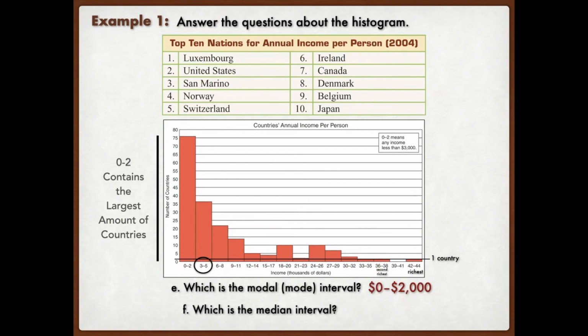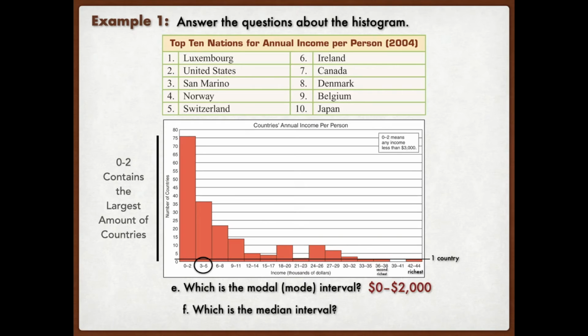Okay, don't forget for the median, you need to find the average. Now, what we need to do, remember it's 192 countries. We're going to divide that by 2, and I believe you get 96. Let me double check. Divide by 2, yes, 96.